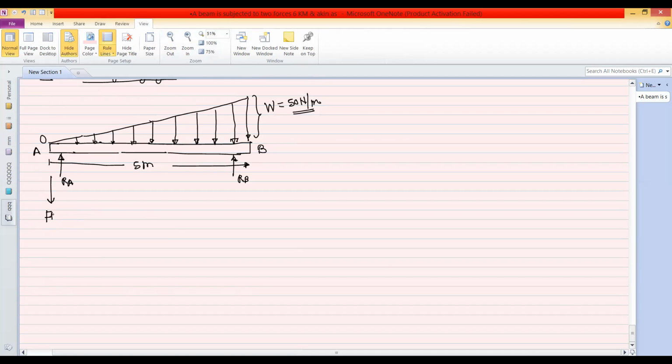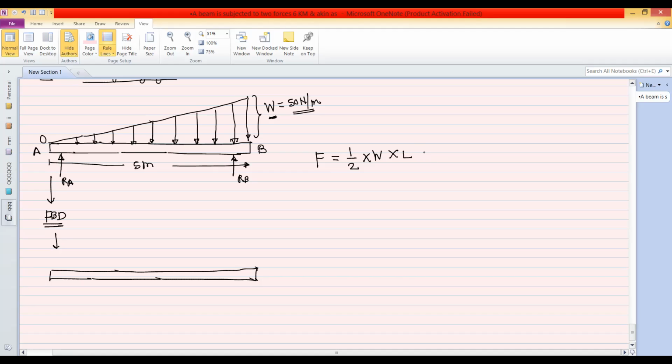Then when we draw the free body diagram, we have to convert that UVL into a point load. So for the conversion, point load F is equal to 1 by 2 into this maximum intensity W into this span, which is L. Basically, this is the formula for the area of a triangle, 1 by 2 height into base. So it is equal to 1 by 2, W is 50 and L is 5. So this is equal to 125 Newton.